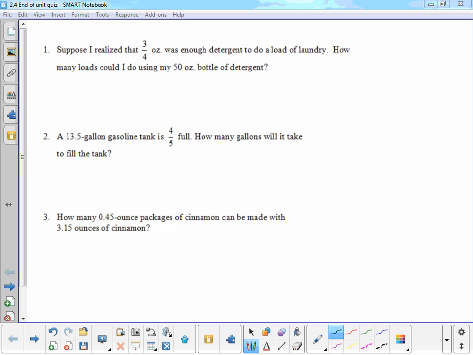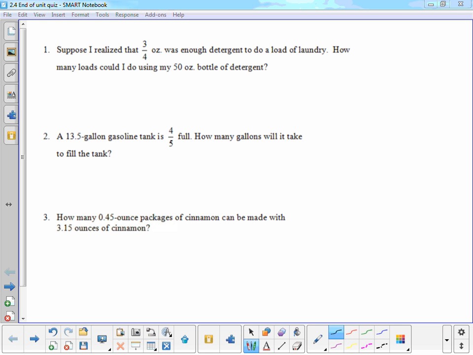The key thing is you'll have to be able to come back to me, explain what you did wrong on your problem, tell me what the right answer is, explain how to do it, then I'll give you your relearning activity. So we're going to start off with the first one, and what I noticed a lot of kids did wrong on number one is they tried to figure out what 3/4 of 50 is.